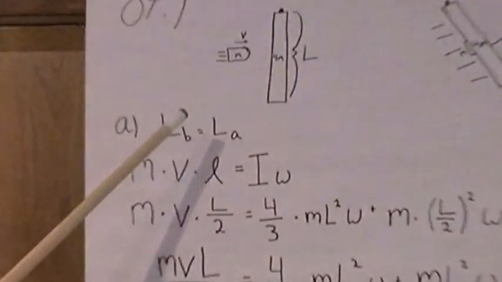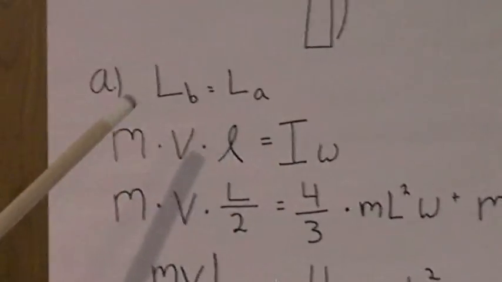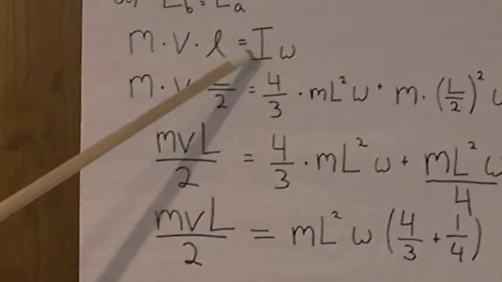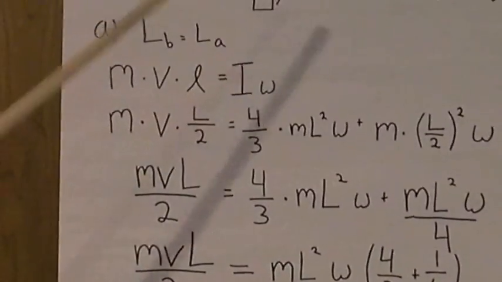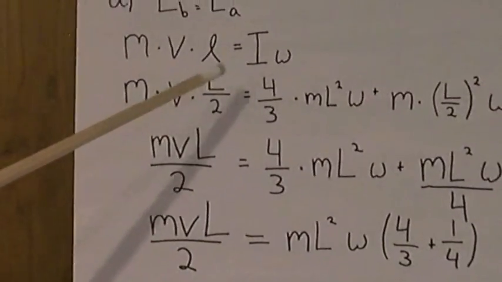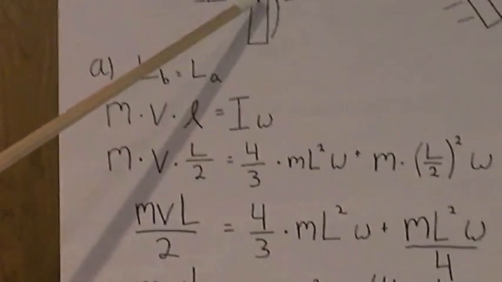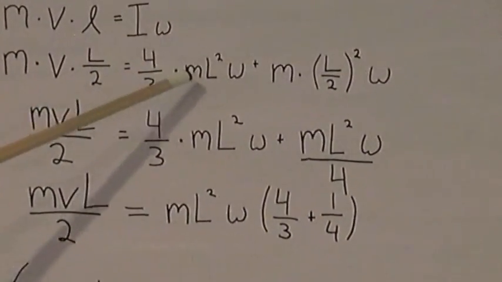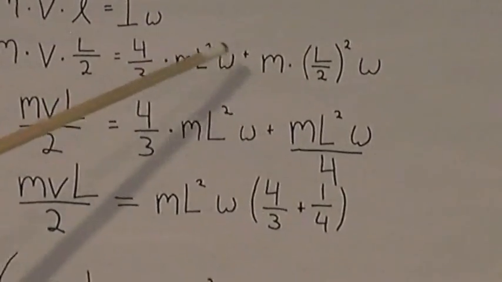So for this problem, you have to use your before and after. You look at the angular momentum before and the angular momentum after. Before is just the bullet. So you do m times velocity, which are the two given, times the lever arm, and that is going to be equal to the inertia times omega. So you have m times the velocity times L over 2, because it strikes the rod halfway through. And that is equal to 4/3 times mass L squared omega.